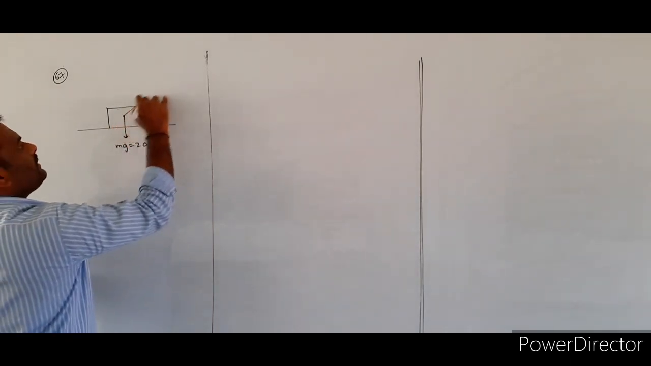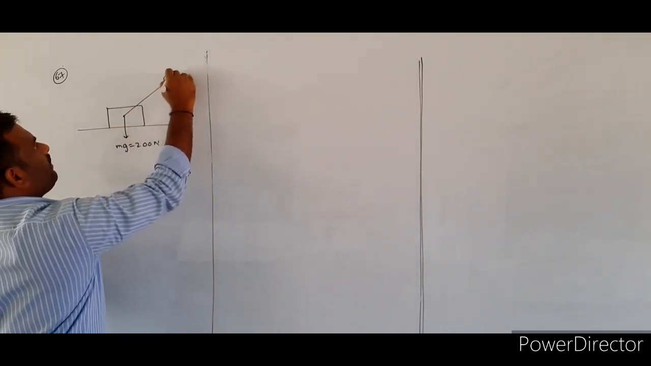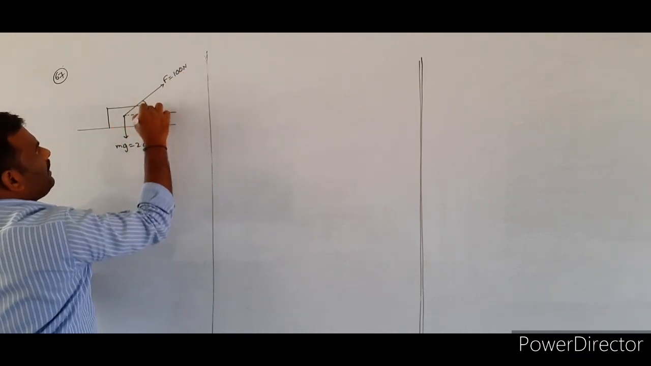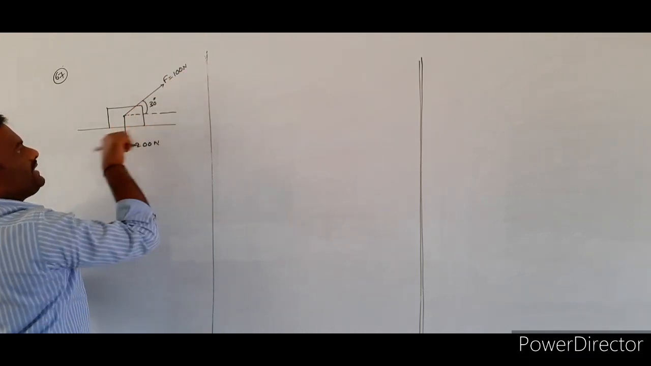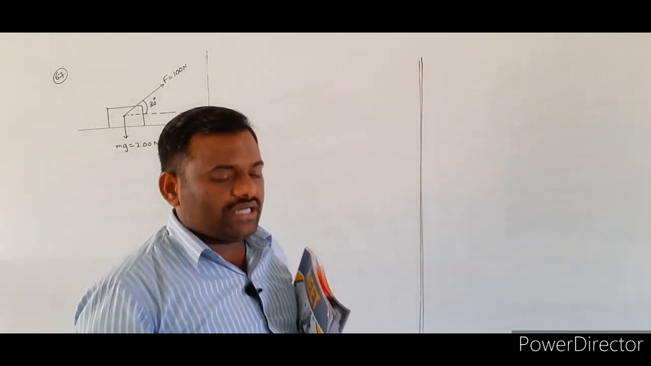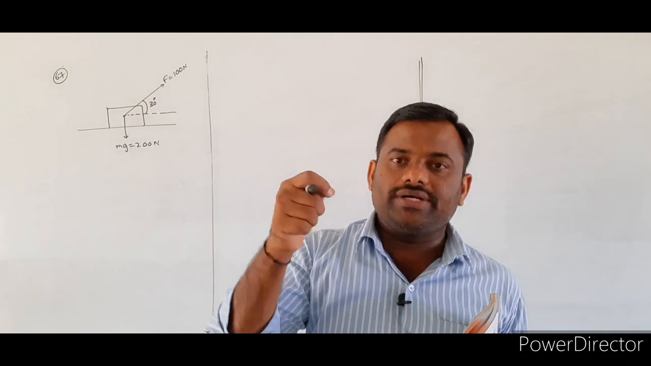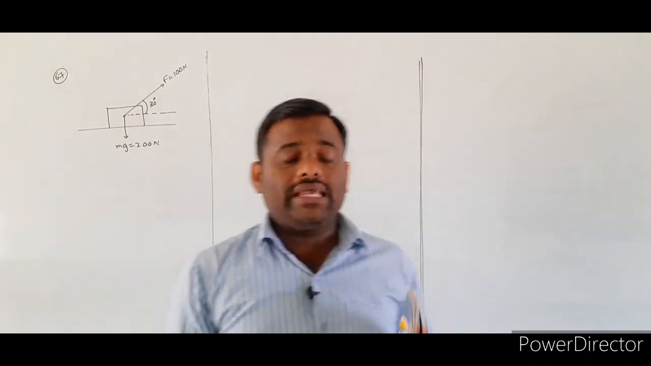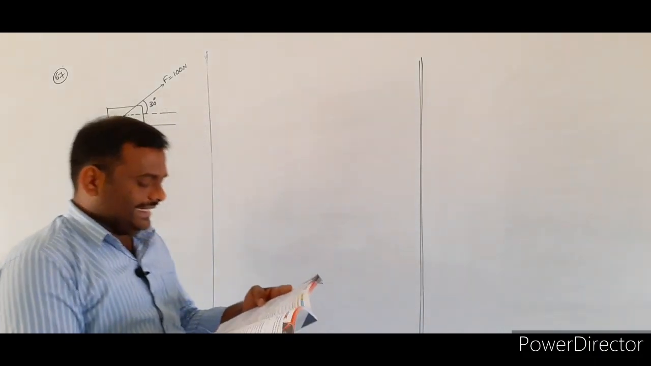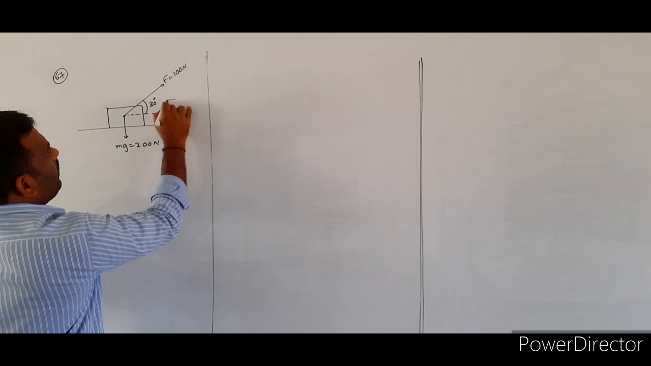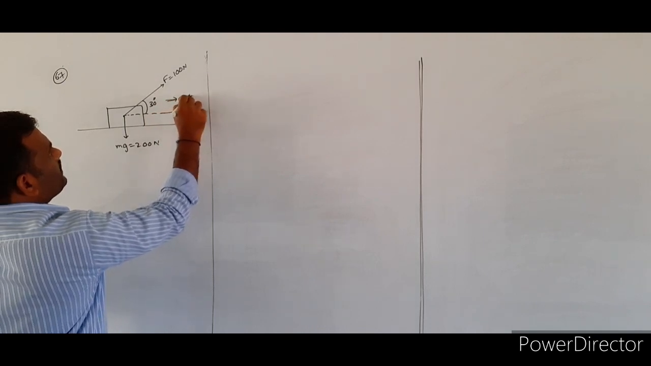So, this object will be pulling with a force of 100 Newton, which is making an angle 30 degrees with respect to the horizontal. Like that we are pulling the object. Already we discussed pulling and pushing concept. That a block is pulling with a force of 100 Newton, which is making an angle of theta is equal to what? 30 degrees. As a result, the object will be moving with the constant velocity.